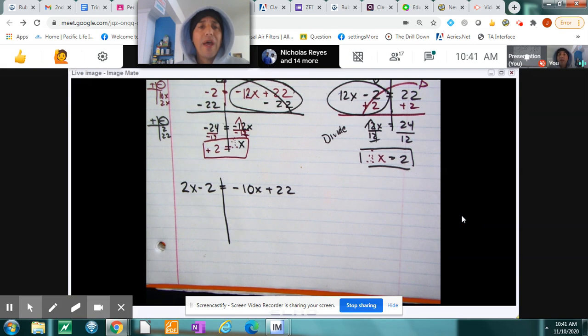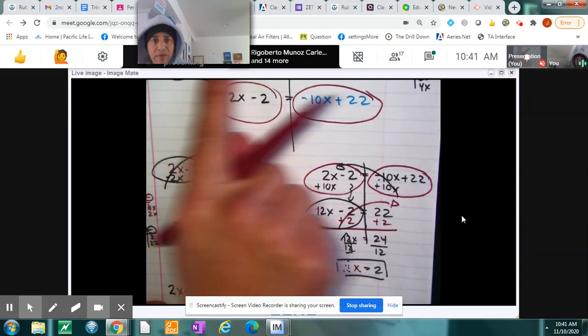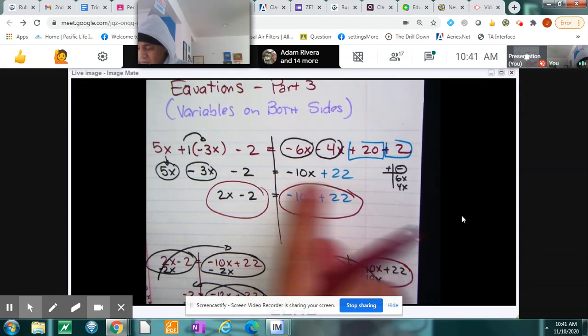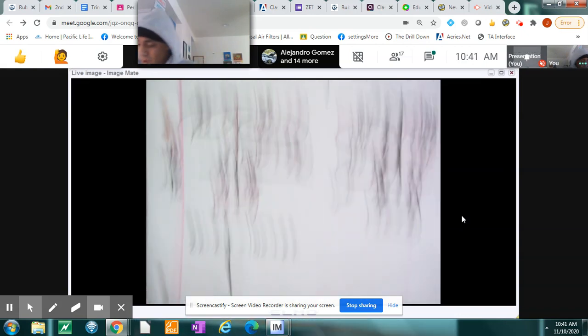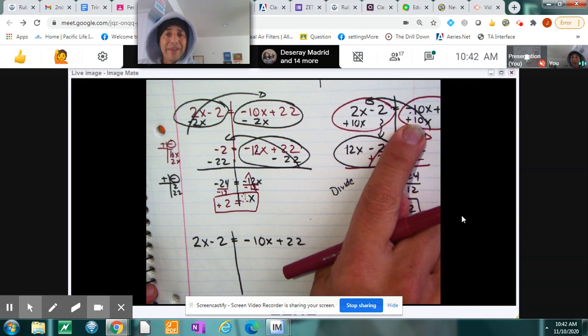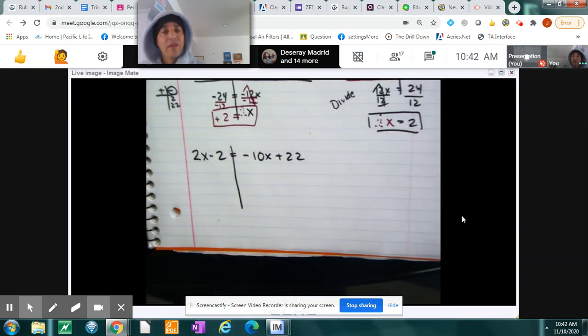This is where a lot of kids are like, what do I do? Just try one, pick one. It doesn't matter. You know how to do this part. You know how to do all that, right? And when you get here, just pick one. We already showed you that you could pick the 2x, and then we got the negative 10x zero pair. Now watch this. Let's do the constant.